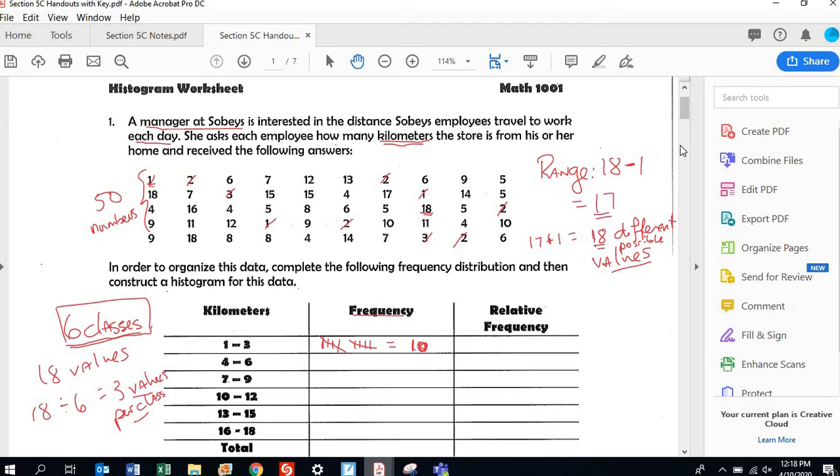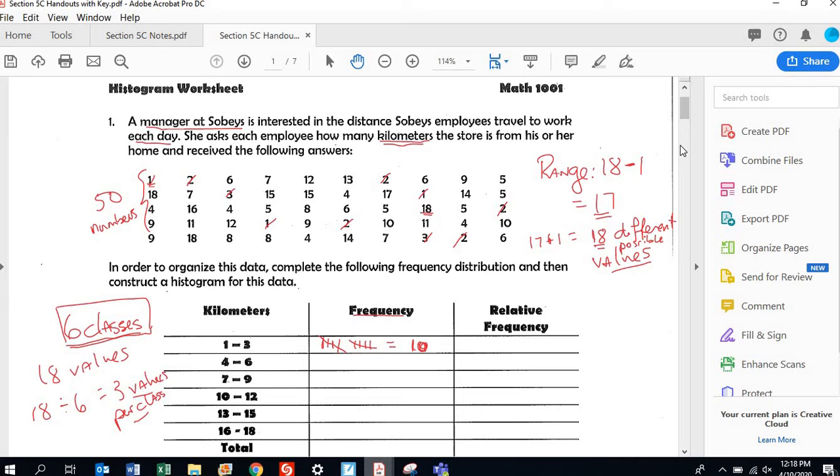All right, so here's what I'd like you to do. I'd like you to pause the video and finish this out. I want you to do 4 through 6, 7 through 9, 10 through 12, 13 to 15, and 16 to 18. Pause the video, and when you're done, run it back and we'll check your answer, okay? Well, I tell you what, let me do this too before we do that.